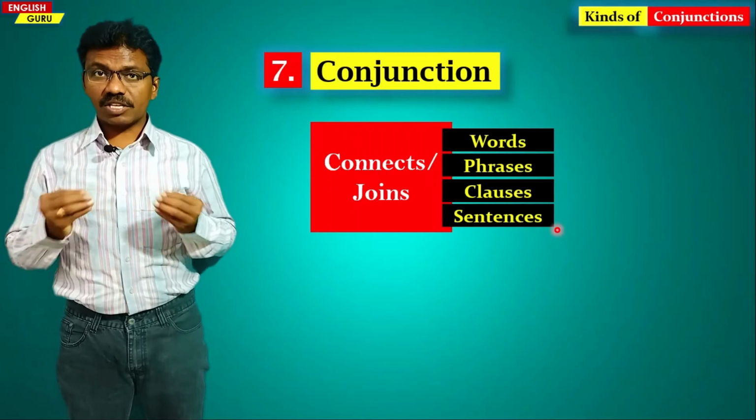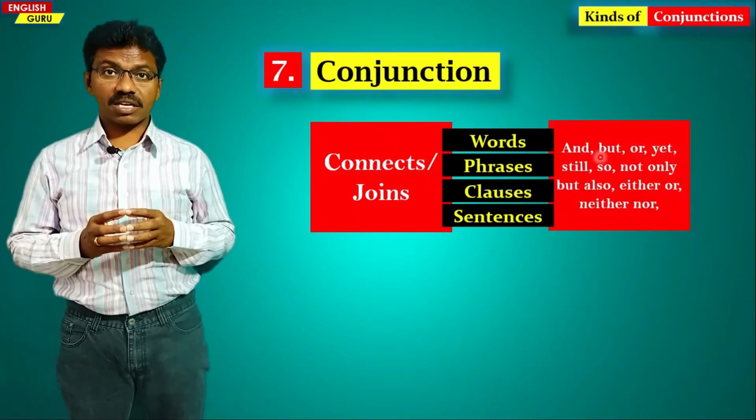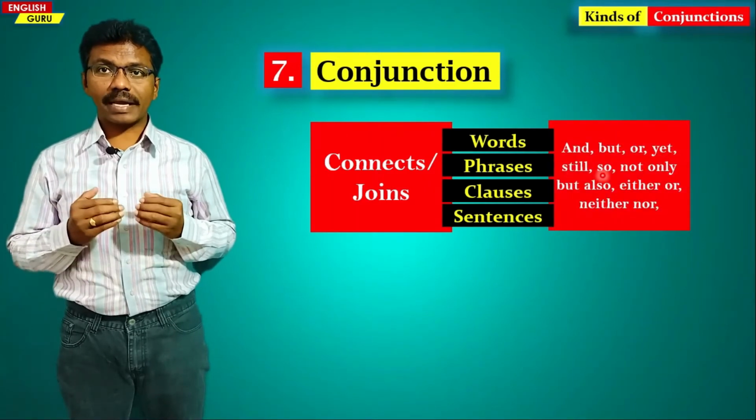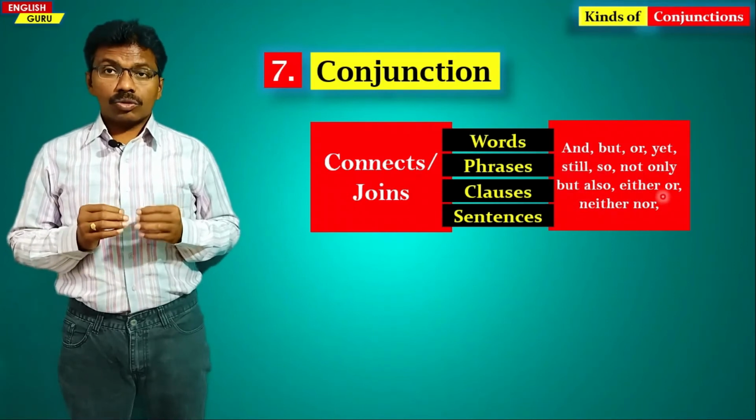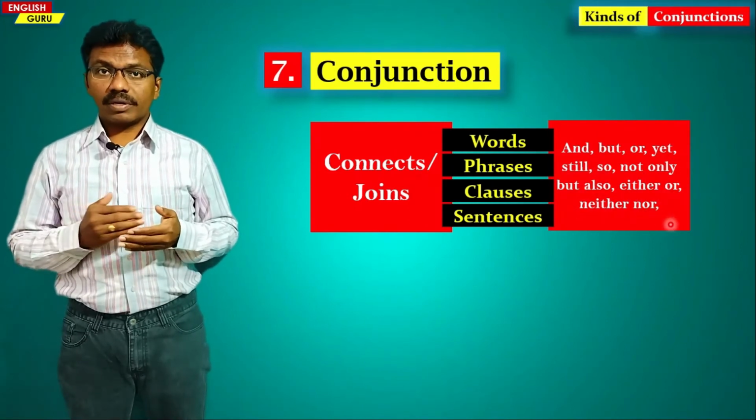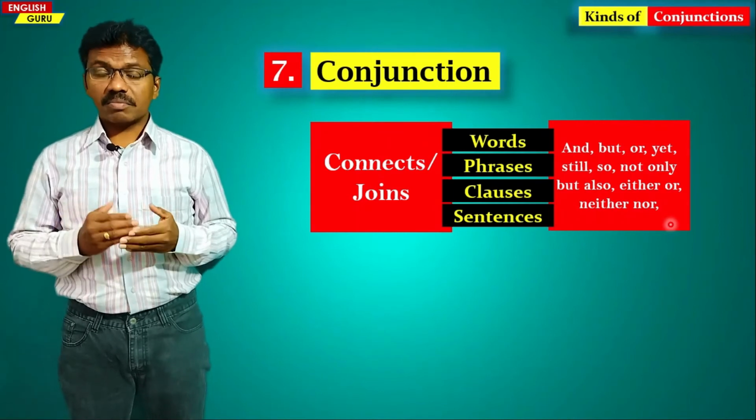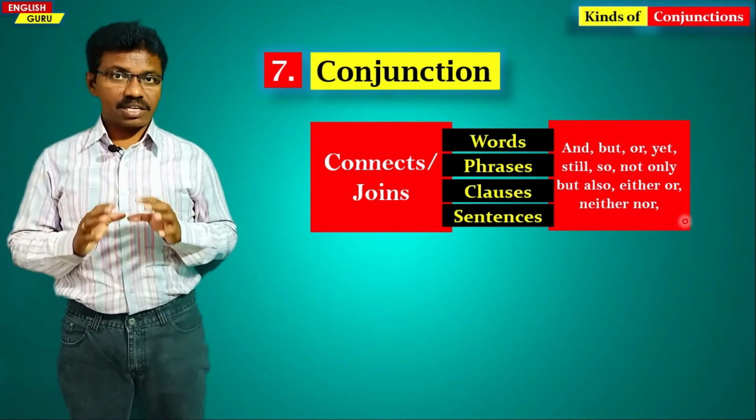There are many conjunctions in the English language. For example, and, but, or, yet, still, so, not only but also, either or, neither nor, etc. There are many conjunctions in the English language.